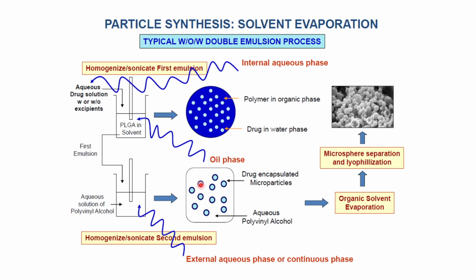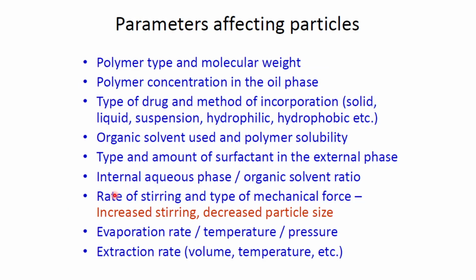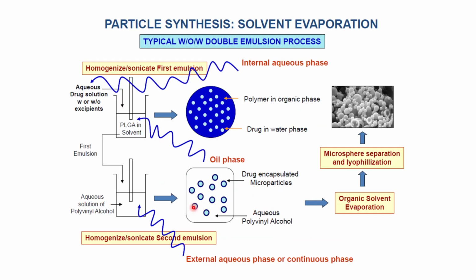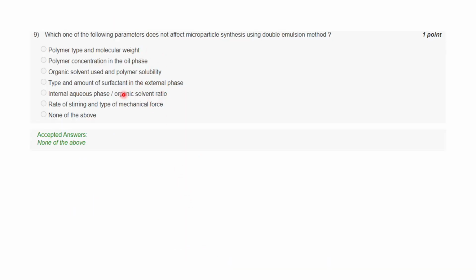So the amount of that surfactant you're putting inside this phase will also play an important role. Next, the internal aqueous phase and organic solvent ratio matters a lot. Also, the rate of stirring and the type of mechanical force you're using. For example, if you give a lot of energy during stirring, it is going to decrease your particle size. You'll have very small scale particles, and other factors such as evaporation rate, the pressure you're using, the extraction rate, everything will matter. So the only option which is right for this question is none of the above, because everything else will play an important role during your microparticle synthesis.